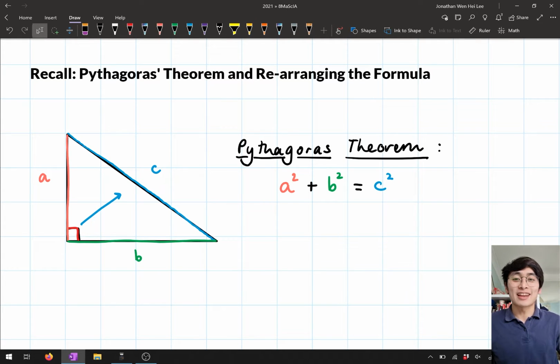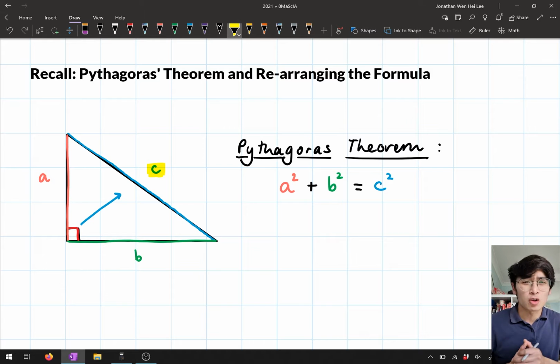What we're going to be doing today is looking at how, if we have a triangle and we get given the length of a and b, we can find the length of c, the hypotenuse. The way that we do this is we're going to use this rule and rearrange it using a bit of algebra to help us find what c is equal to.